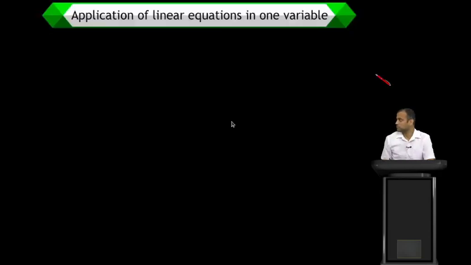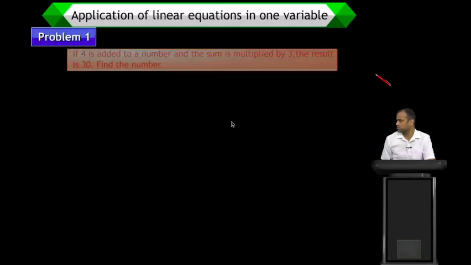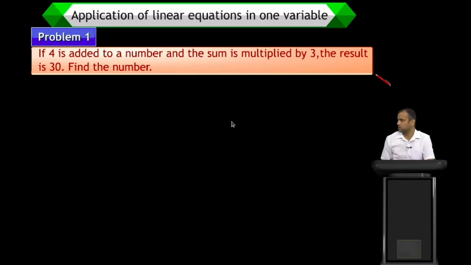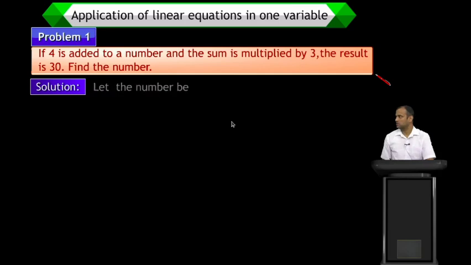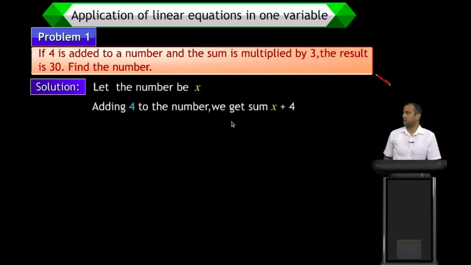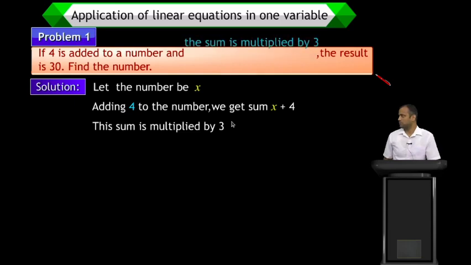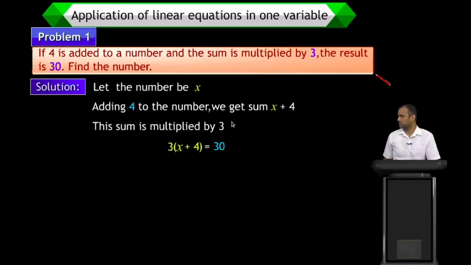Now we will use linear equations to solve some problems. For this, first we have to check: if 4 is added to a number and the sum is multiplied by 3, then the result is 30. So make the equation. Let the number be x, and after adding 4, we have x plus 4 multiplied by 3 and equals 30.